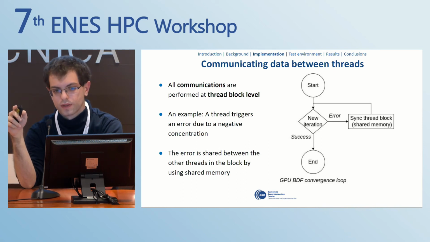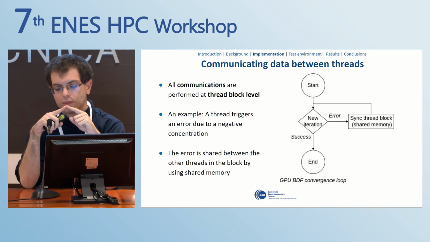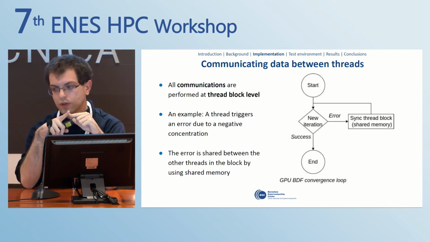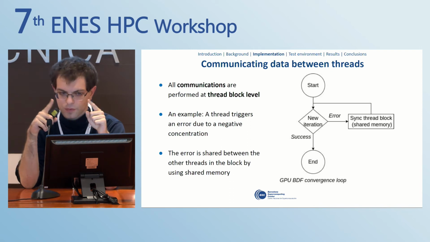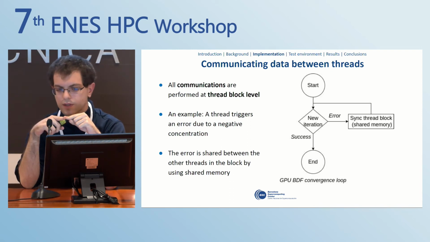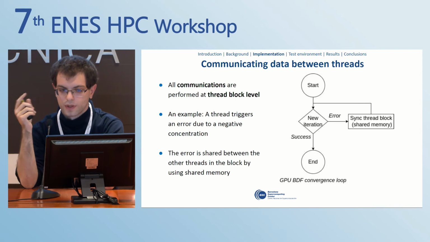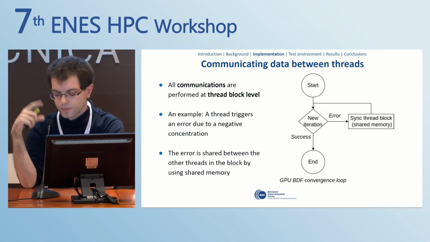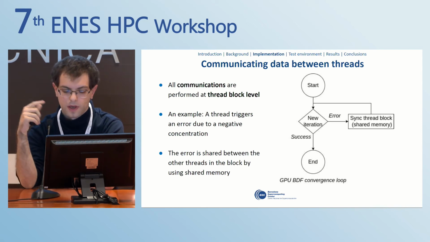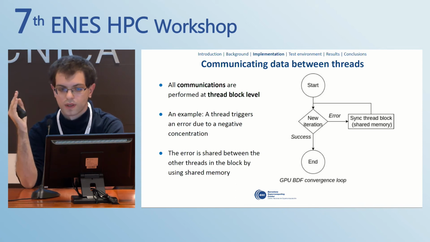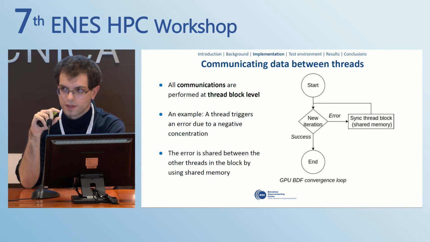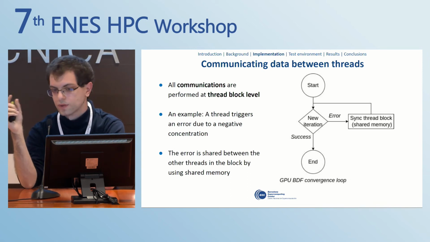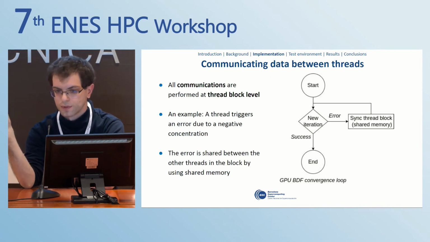Only to remark that the communication of the data between threads is only applied at the same grid cells, so it's only applied at the thread block level. As an example, in the solving of the algorithm, a thread can trigger an error because it has a negative concentration. So how is it treated? The error is shared between the other threads in the block by using the shared memory of the GPU.